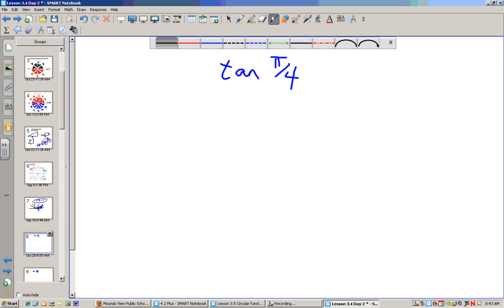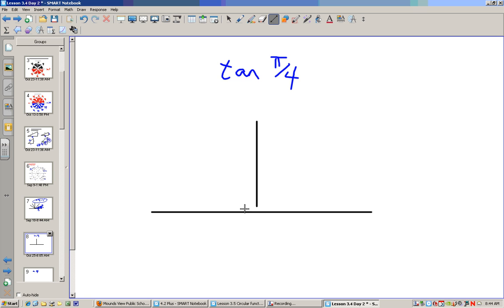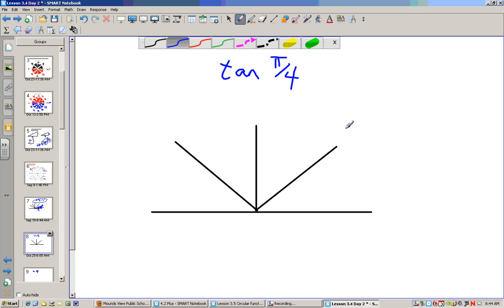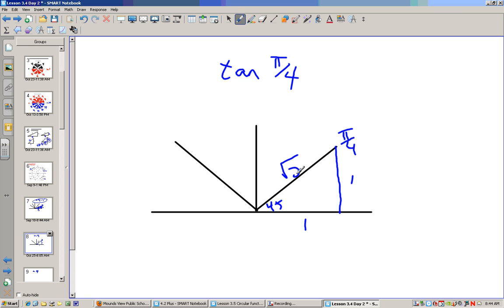All right, let's do tangent of pi over 4. We can take our function, divide it into 4 equal sections. Pi over 4 is the first one, because we're going 1/4 of the way to pi. And 180 divided by 4 is 45. So now on tangent, it's nice to do 1, 1, root 2. So the tangent is going to be 1 over 1, which just equals 1.